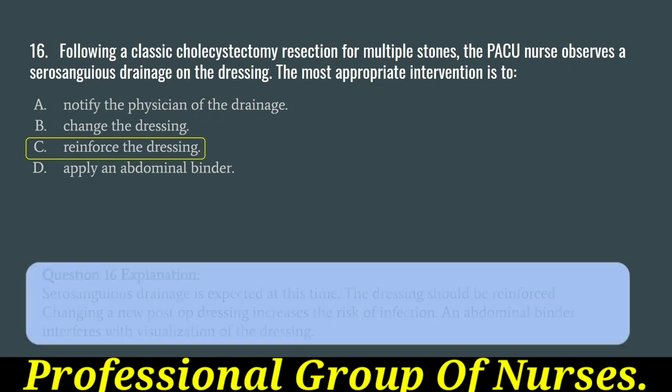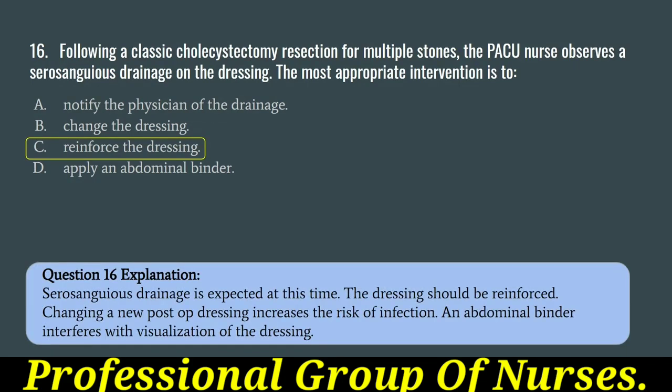Question 16. Explanation: Serosanguineous drainage is expected at this time. The dressing should be reinforced. Changing a new post-op dressing increases the risk of infection. An abdominal binder interferes with visualization of the dressing.